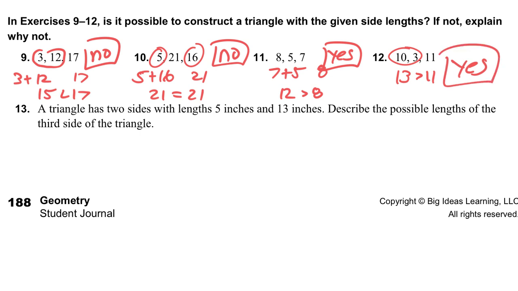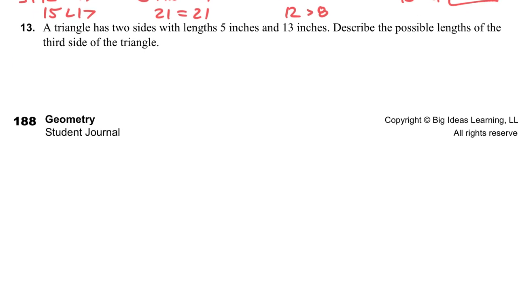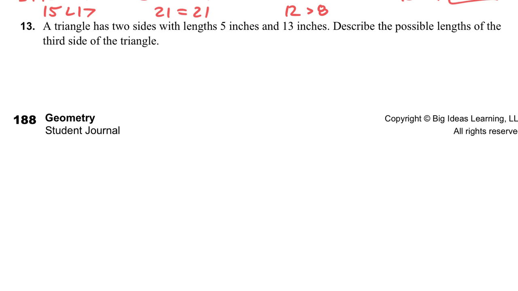Now, the last one, question 13, takes a little bit more work because it says the triangle has two sides with lengths 5 and 13. Describe the possible lengths of the third side, which means we have some options here. We have to think about testing all three of those.